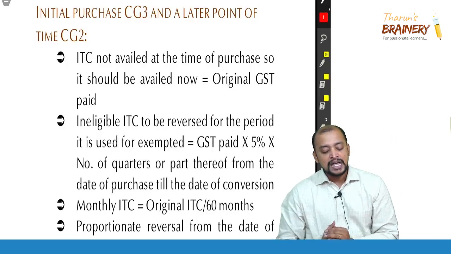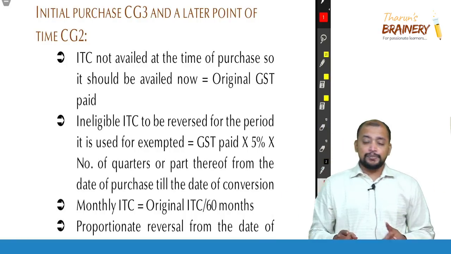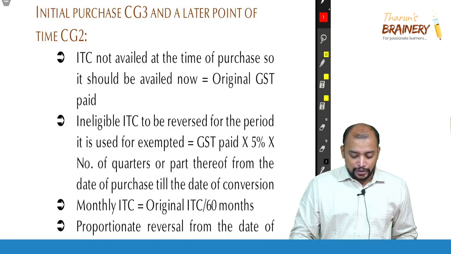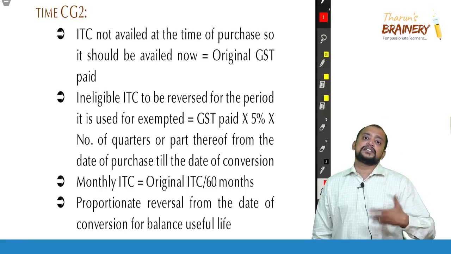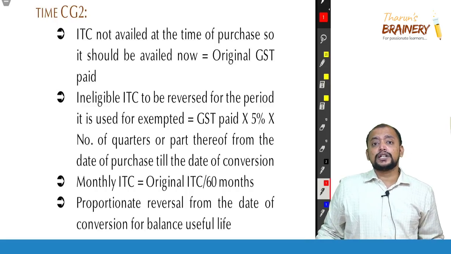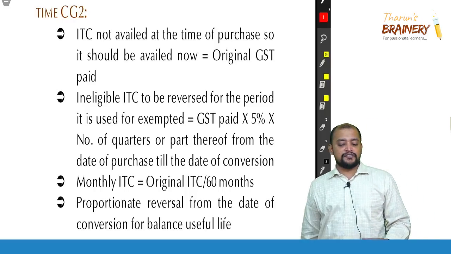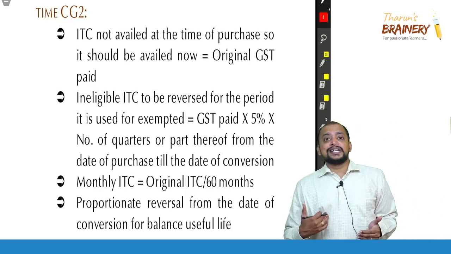See the first step. ITC not availed at the time of purchase, so it should be availed now. How much should be availed? Original GST paid should be availed. Now, ineligible ITC to be reversed for the period it is used for exempted. Whatever is the ineligible ITC that I need to reverse. So, ineligible ITC will be equal to GST paid into 5% into number of quarters or part thereof from the date of purchase till the date of conversion.